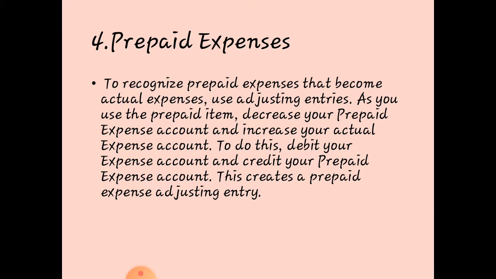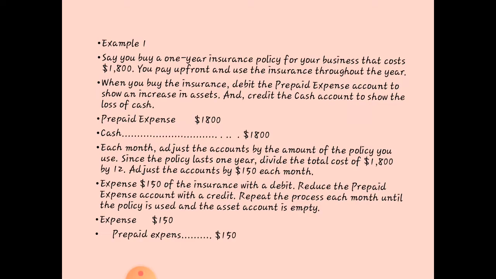Prepaid expenses. To recognize prepaid expenses that become actual expenses, use adjusting entries as you use the prepaid item. Decrease your prepaid expenses account and increase your actual expenses account. To do this, debit your expenses account and credit your prepaid expenses account. This creates a prepaid expenses adjusting entry.